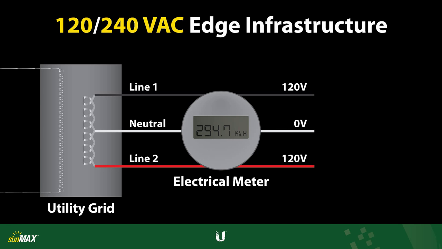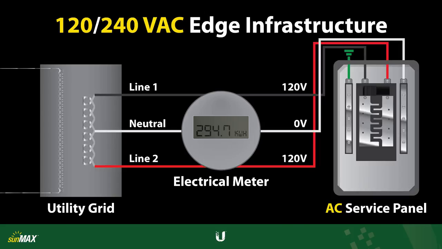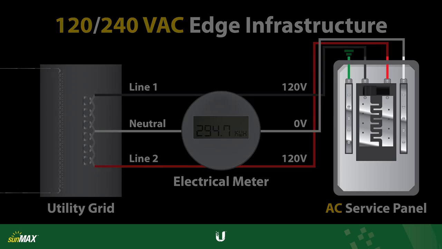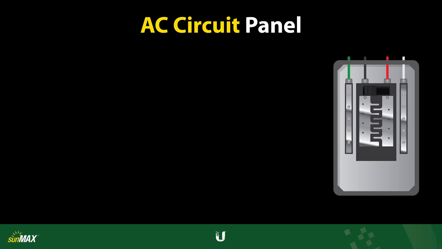These wires pass through an electrical meter before eventually terminating at a box called the main AC service panel. This panel is known by a number of different names, each of which helps to describe its purpose.